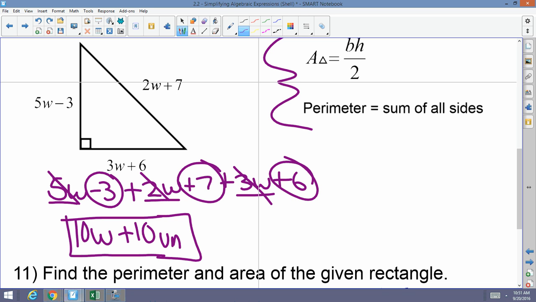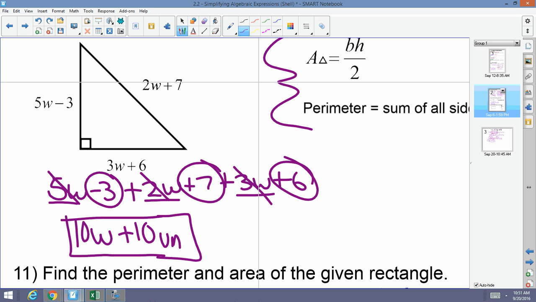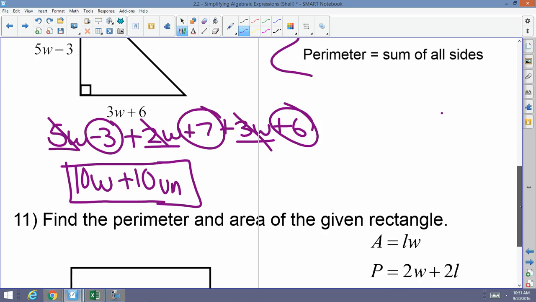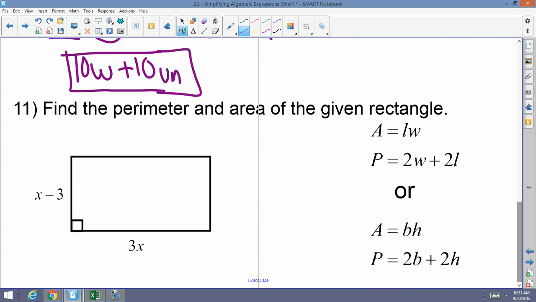And last but not least, brothers, find the perimeter and area of the given rectangle. Again, I gave you the area formula here. It's area equals length times width. Perimeter equals 2 times width plus 2 times length. If they give it to you as base times height, area equals base times height, and perimeter equals 2 times base plus 2 times height. Please make sure you write those down.